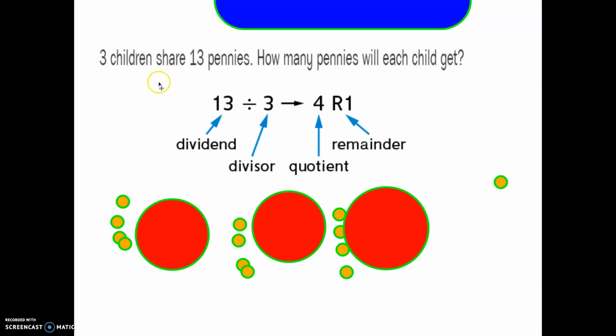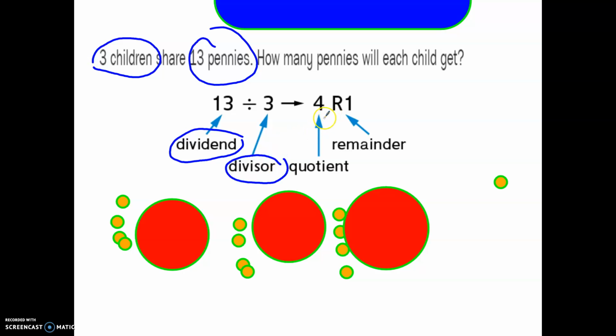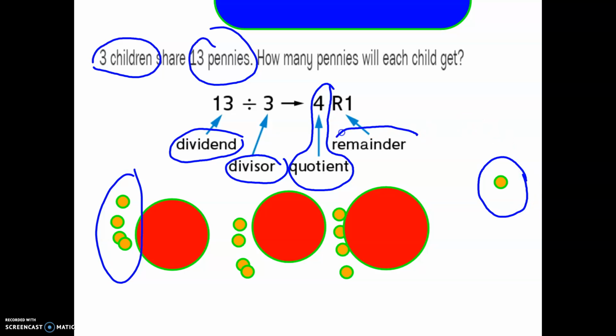So the number that we're starting with is 13. That's what we start our division problem with, because we always start with the bigger number, and that's called the dividend. The number of groups that we're making is the divisor. The answer, 4, because they each get 4 pennies, we call that the quotient. And then what's left over is the remainder. So 13 divided by 3 equals 4, remainder 1.